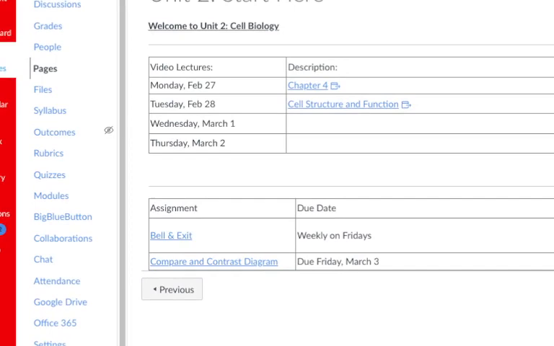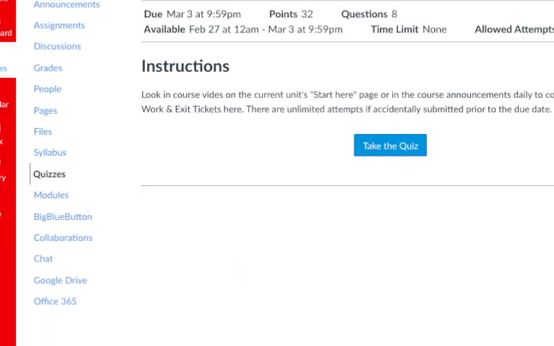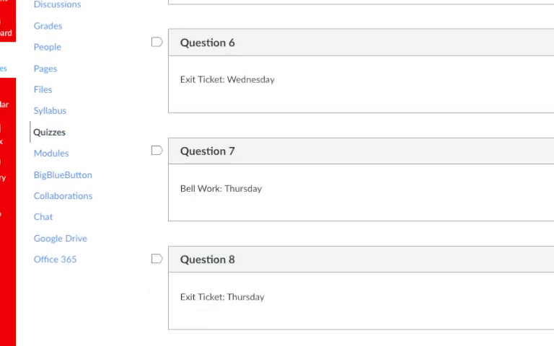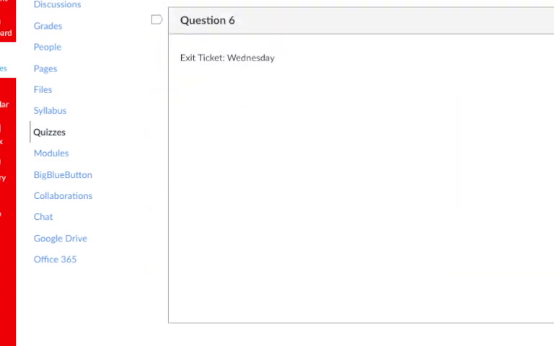What you're going to want to do is you're going to click the assignment bell and exit for the week, and you can click to start the assignment, take the quiz, and then you would go down, since today is Wednesday, you would write for your bell work the 3 organelles that you chose to focus on today and their functions.